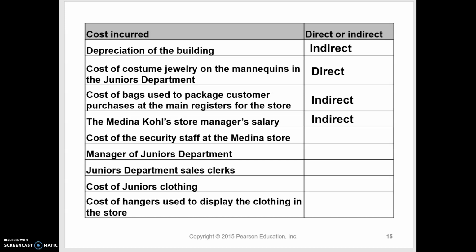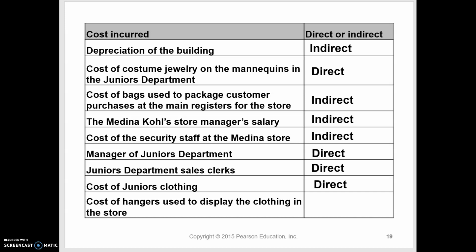The store manager's salary for that Kohl's store would be an indirect cost. That manager is overseeing all the departments. So it's not just a cost of the juniors department, it's a cost of all of the departments. Same with the security staff at the Medina store. That would be an indirect cost of the juniors department. The manager of the juniors department, that can be directly traced to the juniors department. So that would be considered a direct cost. The junior department sales clerks, again, they are working just for the juniors department. That would be a direct cost.